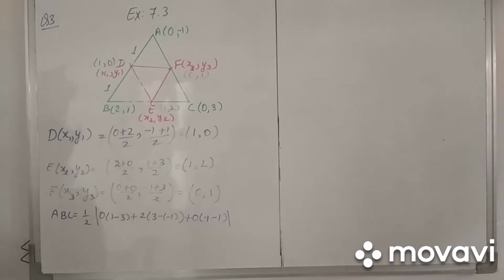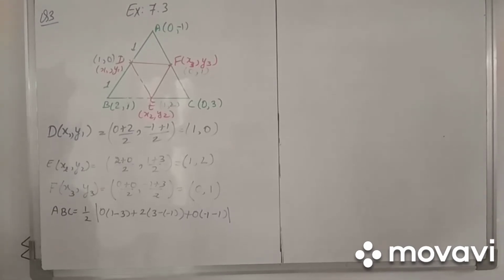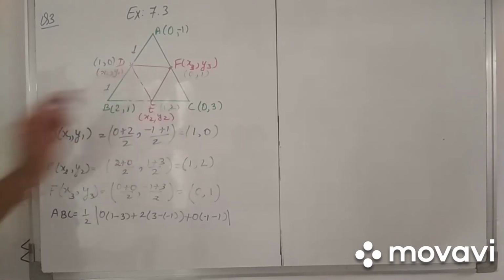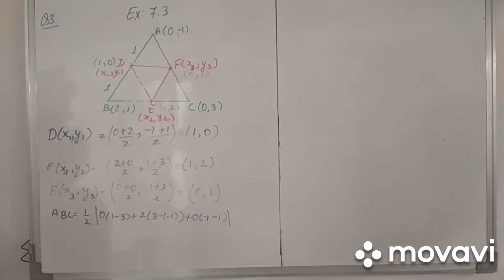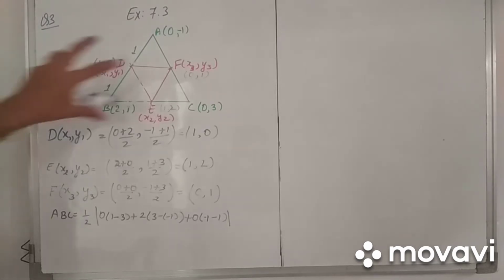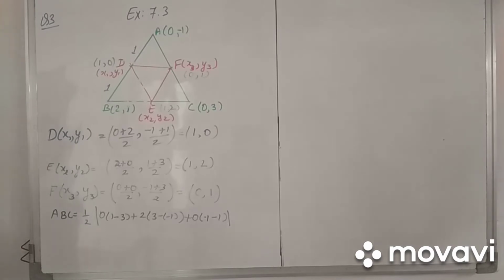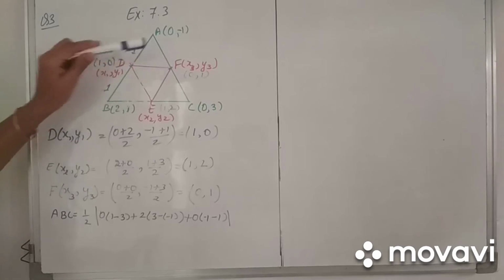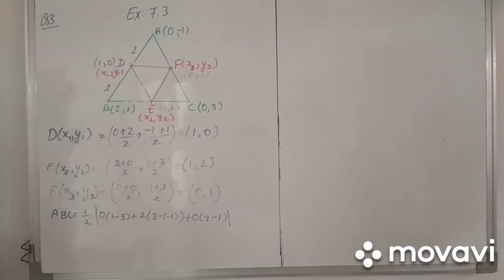Find the area of the triangle formed by joining the midpoints of the sides of the triangle whose vertices are (0, -1), (2, 1) and (0, 3). Find the ratio of this area to the area of the given triangle. So we want to find the ratio of the given triangle ABC and the triangle formed by joining the midpoints, DEF.